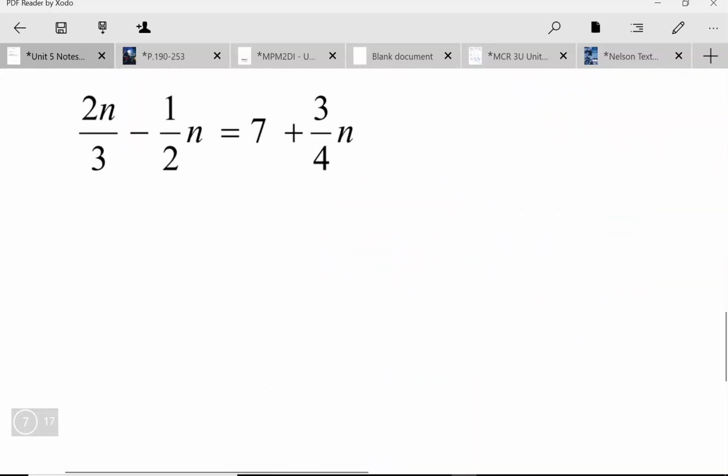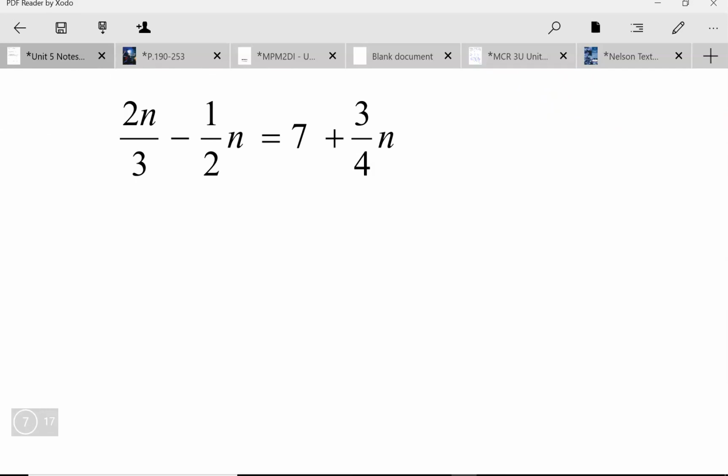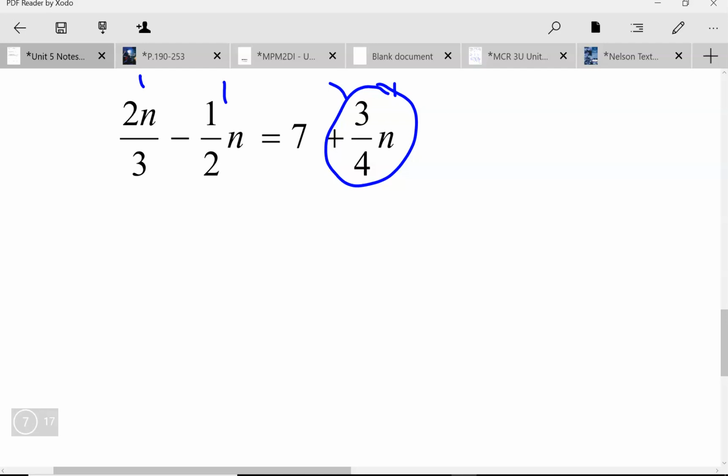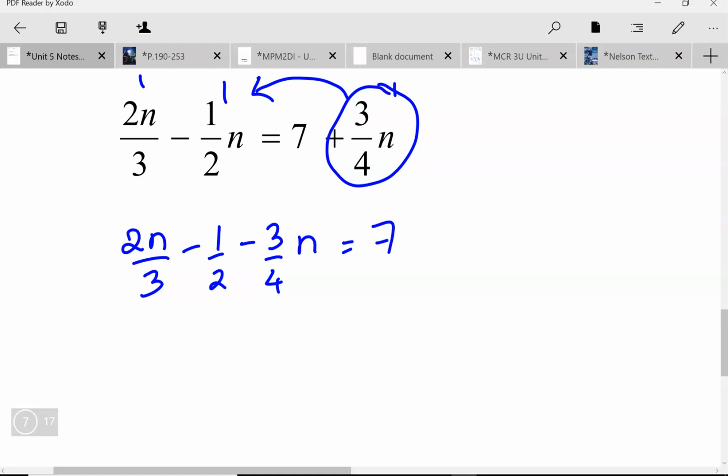So let's take a look at this question. Okay, I have two n's. The first thing you have to look at is how many n terms I have: one n term, two, three. I have to collect all the n terms first. And because they're all separate, I have to group the n terms together. So what I'm going to do is move this 3 over 4 n over to this side. And because I'm moving the entire term, it's going to be a plus-minus flip. So this is going to be a minus 3 over 4 n equals 7. There's also an n here.